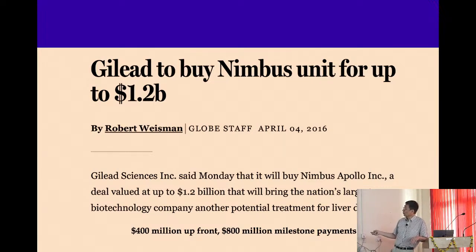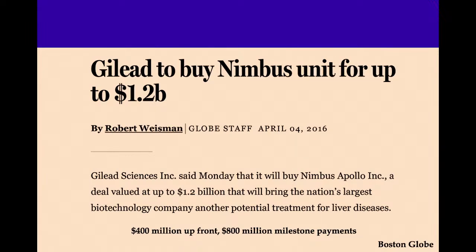Then in April, Gilead basically put in nearly 1.2 billion, essentially 400 million upfront and 800 million based on milestone payments. I don't know exactly where the compound is right now in the clinic, but Gilead, of course, has a long history of developing drugs for treating liver diseases. So that's why they're interested in this drug discovery aspect. So this is the story: you can get a compound and then go from there to a drug lead into the clinic.